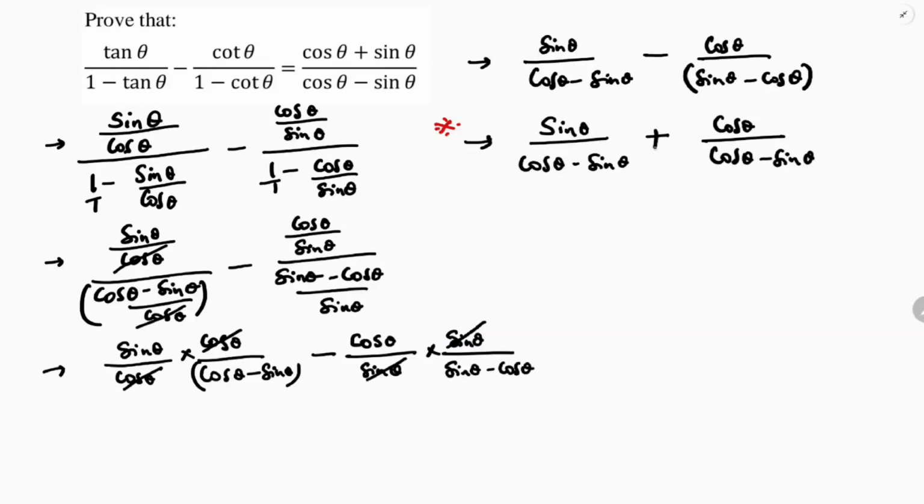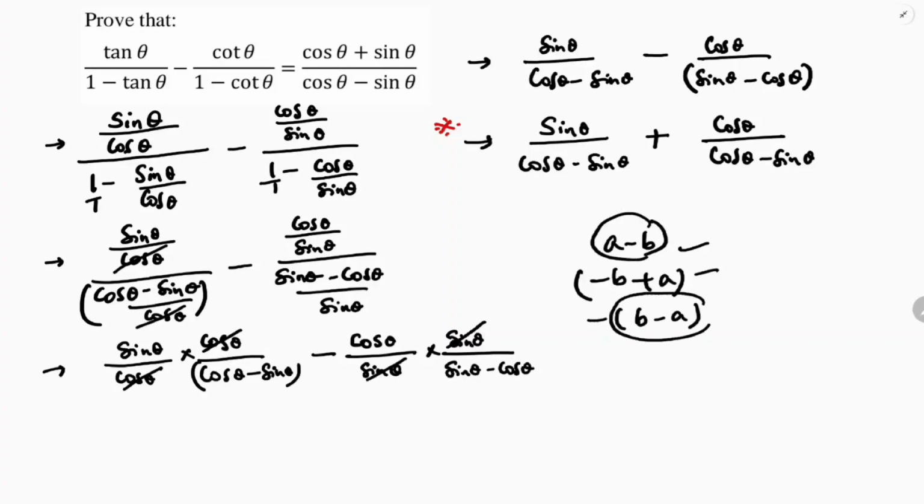So then here we'll get plus. See, when a minus b, I can write as minus b plus a, both are same. In this, if I take minus common, b minus a. So a minus b, if I want to write as b minus a, then outside we'll get minus a. So here it was cos minus sin, I'm writing as cos minus sin, so outside we'll get minus. So minus into minus, this minus will become plus.